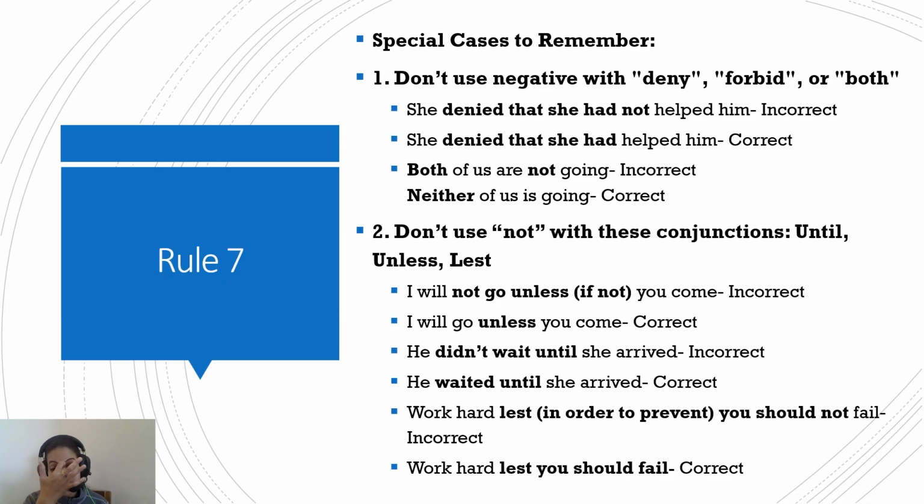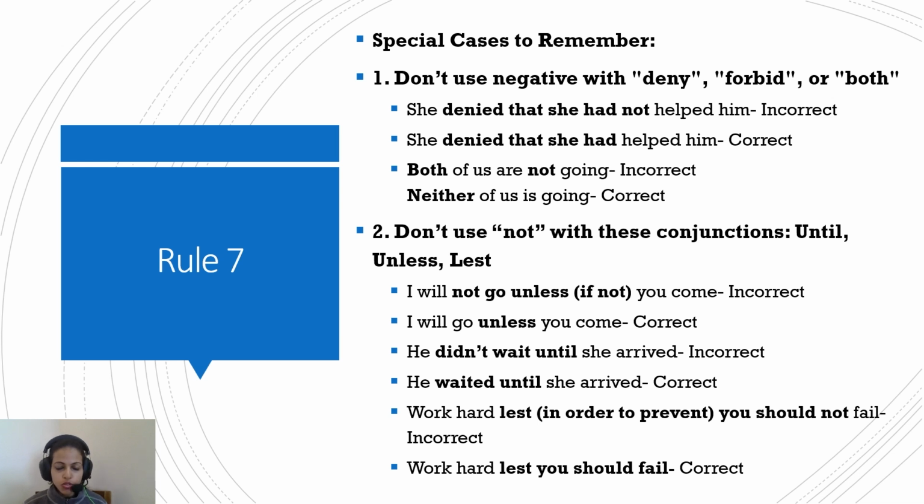So the sentence "he didn't wait until she arrived" is completely giving a different meaning. "He waited until she arrived" means that he waited till the point she arrived. He didn't leave before. That's what the sentence is trying to say. But "he didn't wait until she arrived" means that he left before. So it's completely distorting the meaning of the sentence. So be mindful, do not use double negatives in one sentence.